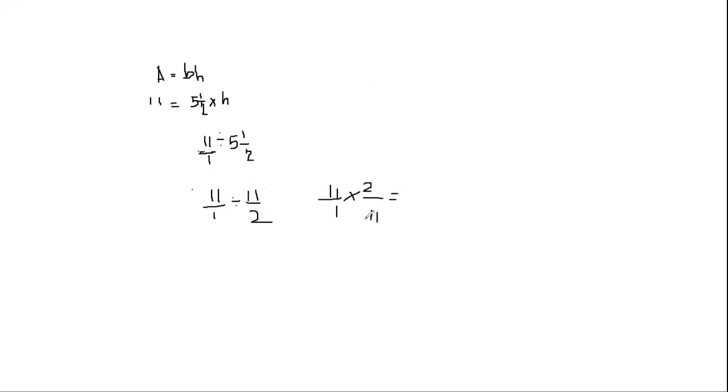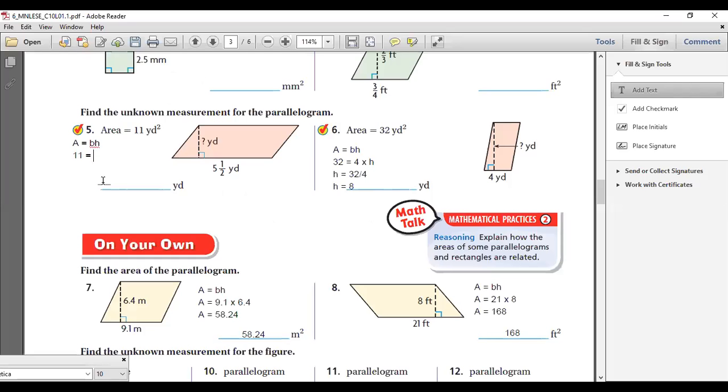If you don't want cancelling, but that's the best way of doing it. 11 and 11 will get cancelled. If you don't want to cancel it, that's going to be 22 over 11. 1 11s are 11, which is going to be 2. So 22 divided by 11 is going to give you 2. So the answer for this question, which we were doing, is going to be 2 yards.